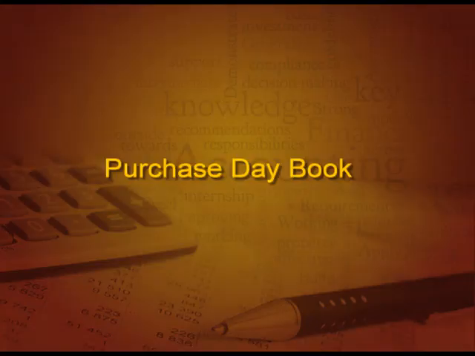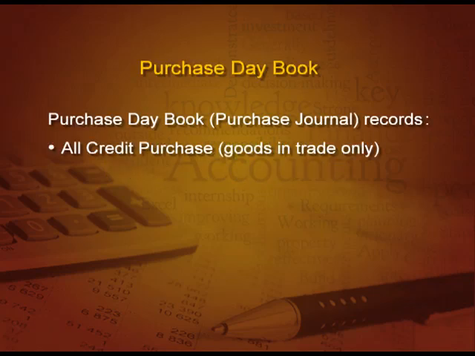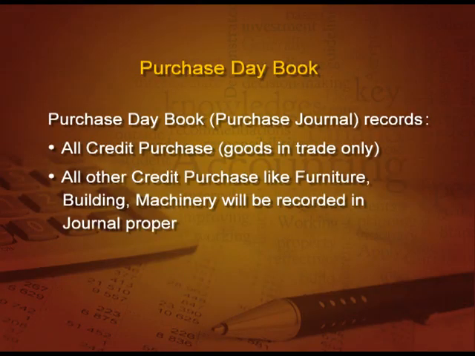Now, let us start with another important book, that is the purchase day book, which is also known as the purchase journal. All the credit purchase of goods in trade only will be recorded in the purchase day book. Please remember, only goods in trade. All other credit purchases like furniture, building, machine, etc. will be recorded in journal proper. But please remember, if it is cash purchase, it will be in the cash book, not journal proper.